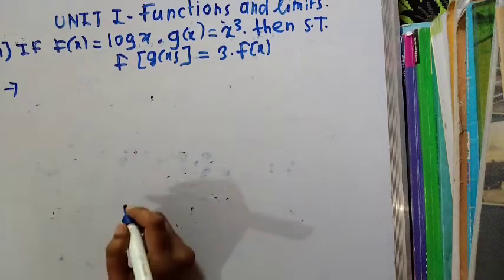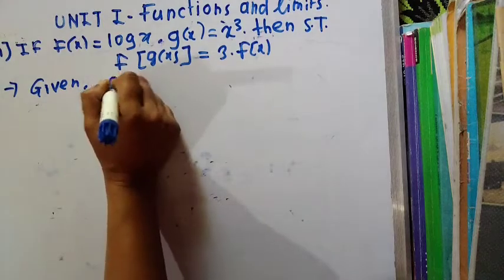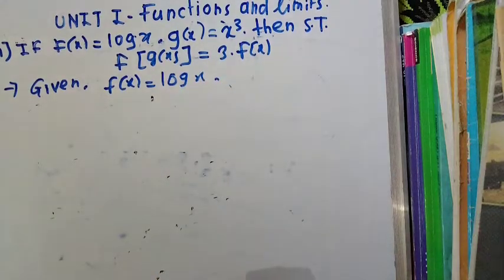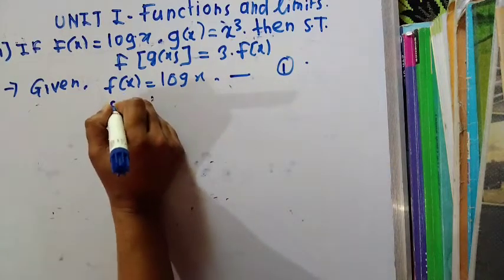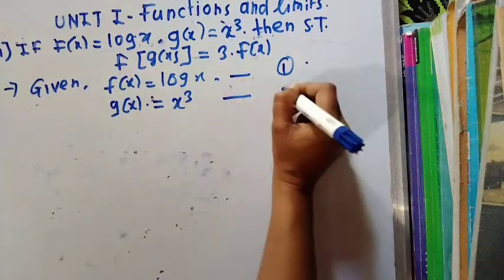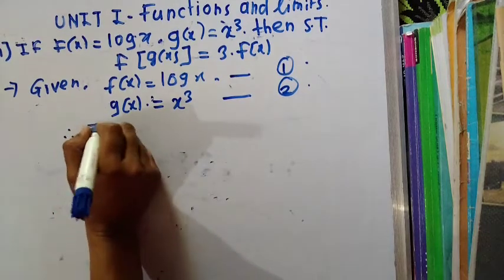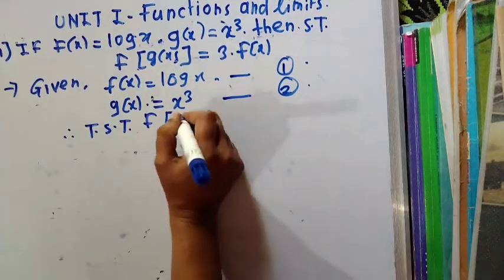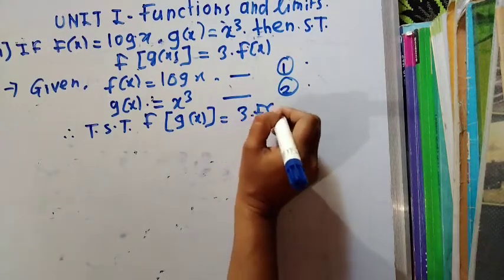So first, given that f of x is equal to log x, this is first equation, and g of x is equal to x cube, this is second equation. Then we have to show that f of g of x, which is equal to 3 into f of x.